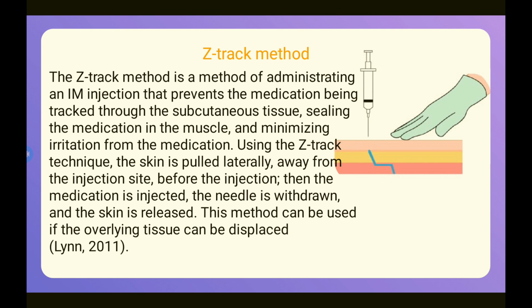We'll then speak about the Z-track method. The Z-track method is a method of administering the medication in the muscle and preventing the medication from going to the subcutaneous route. So it is an IM injection that prevents the medication from tracking through the subcutaneous tissue, sealing the medication in the muscle and minimizing the irritation from the medication.